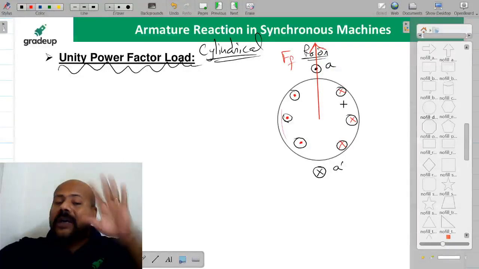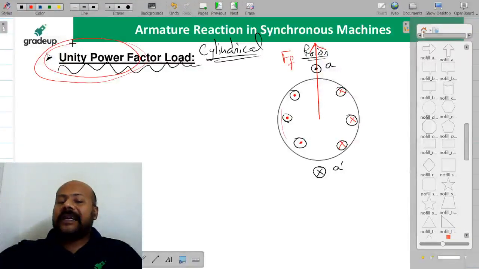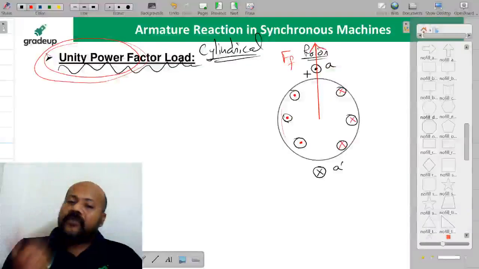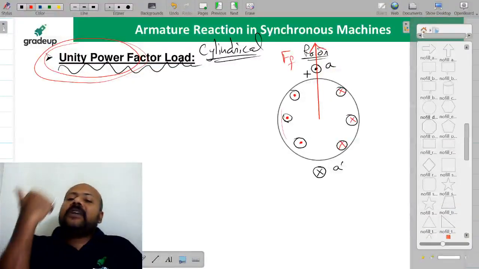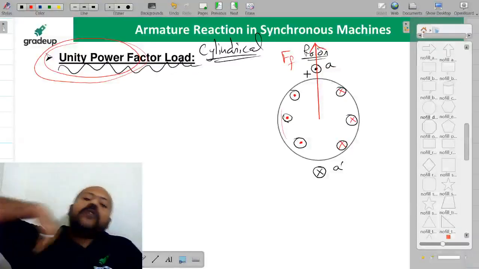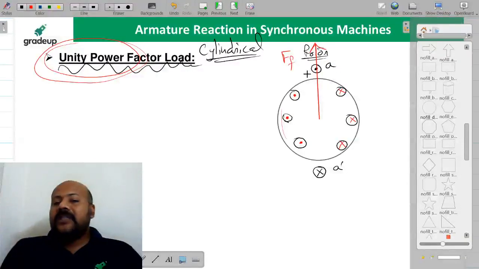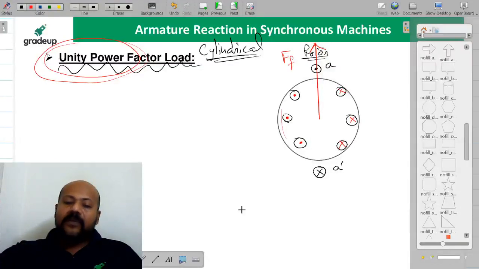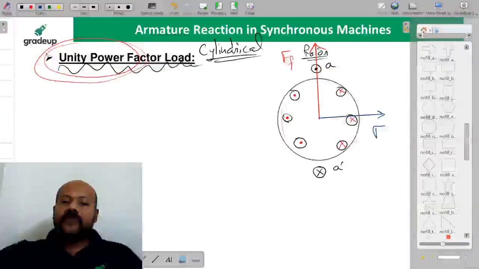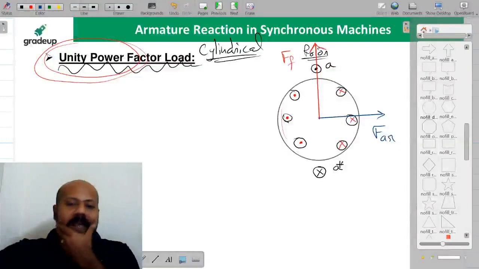Now if there is some load connected, and that I am calling the unity power factor load condition, then the current in the A and A dash coil for the A phase is going to be such that, if you again apply the right hand rule, the current is coming out of the plane of the screen at A and going into the plane of the screen at A dash. So if you apply the right hand rule, then your armature flux is going to be in which direction? It is going to be in this direction, something like this. This we are writing as FAR. Is it clear to all of you?